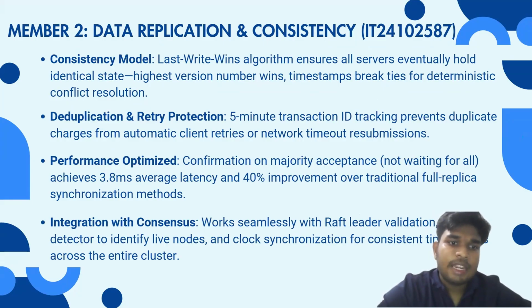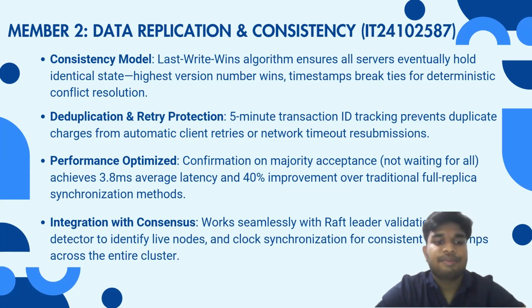Consistency model. For maintaining consistency, we use the last write wins algorithm. In this method, if multiple updates happen at the same time, the one with the highest version number is selected. If the versions are equal, the system uses timestamps to decide the correct value. This ensures that all nodes eventually reach the same consistent state.